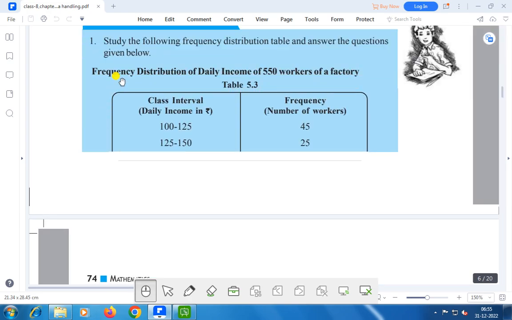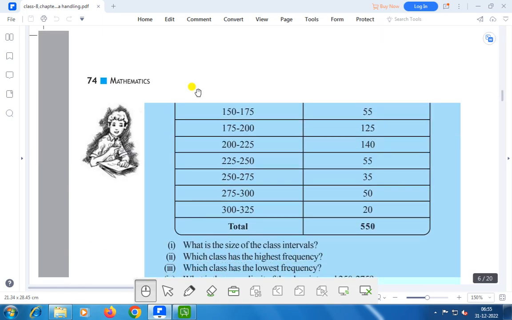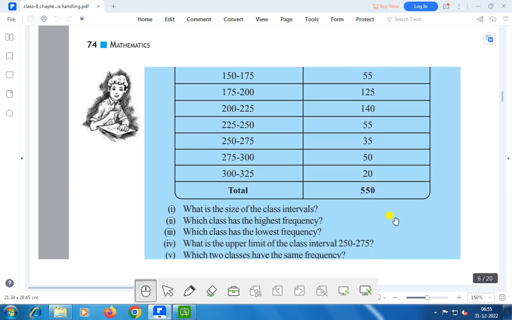Let's see a frequency distribution. Study the following frequency distribution table and answer the questions given below. Frequency distribution of daily income of 550 workers of a factory. Class interval, daily income in rupees, and number of workers: 100 to 125, 45; 125 to 150, 25; 150 to 175, 55; 175 to 200, 125; 200 to 225, 140; 225 to 250, 55; 250 to 275, 35; 275 to 300, 50; 300 to 325, 220; and total 550.